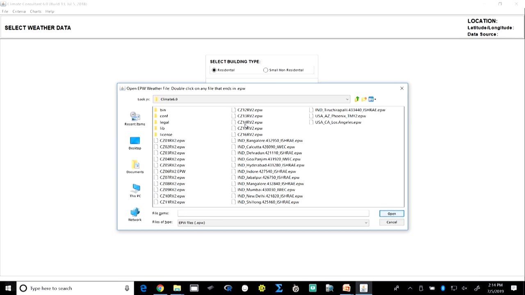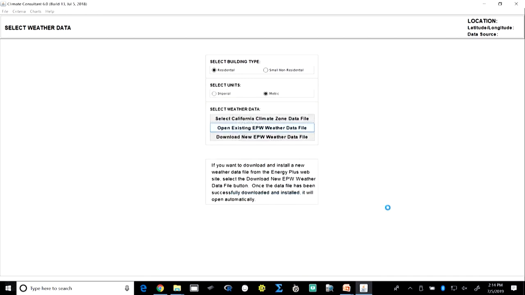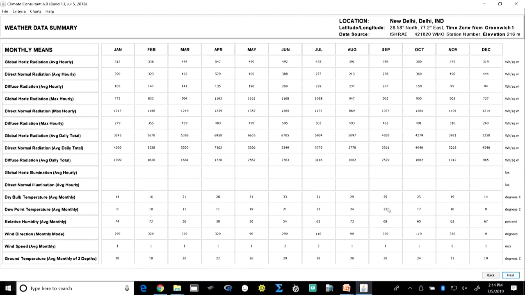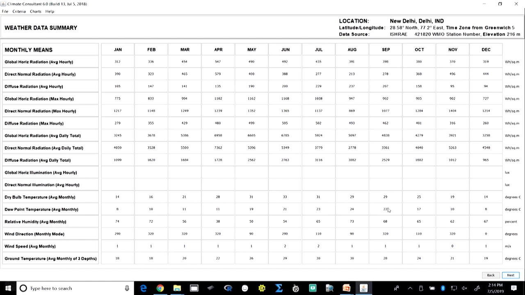So, for example, suppose we are looking at New Delhi, and we very clearly know that New Delhi is actually a composite climate where it experiences the extremes of summers as well as the extremes of cold, and it also has a monsoon season. So, there are 3 seasons that this climate experiences. Once we open this weather data file, we would see that there is this entire data spread.